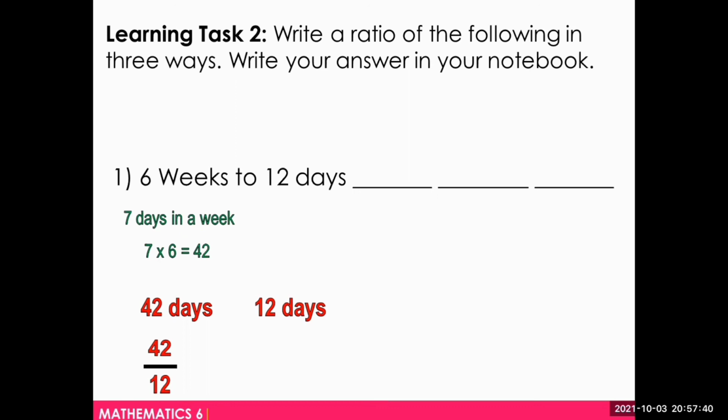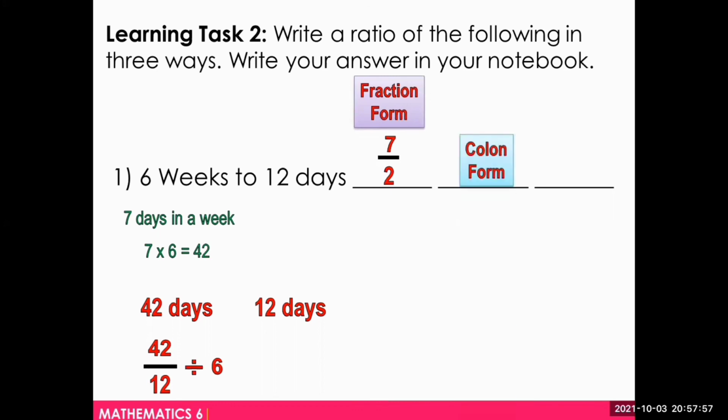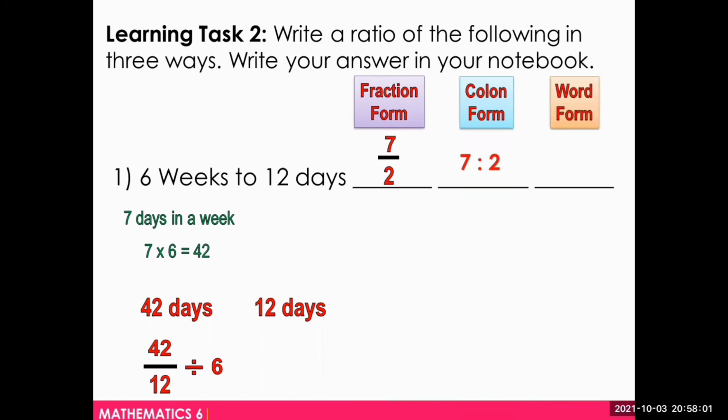Again, we need to write this ratio in simplest form. 42:12. Ang kanilang greatest common factor ay 6. So 42 divided by 6 equals 7. 12 divided by 6 equals 2. At yan ang ating fraction form. 7:2. Ganon din sa colon form at sa word form. 7:2.